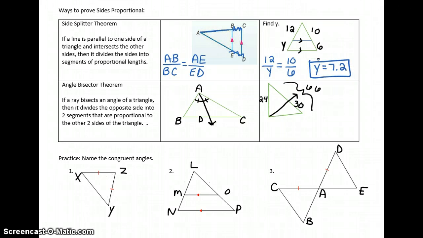The final theorem for today is the angle bisector theorem. And this says if a ray bisects an angle, it divides the opposite side into two segments that are proportional to the two sides of the triangle. So here, this angle bisector splits it into BD and DC. That's going to be one side of my proportion. The other side of my proportion is going to be the other sides of the triangle. So BD matches up with the side that it touches, AB, and DC matches up with the side that it touches, AC.